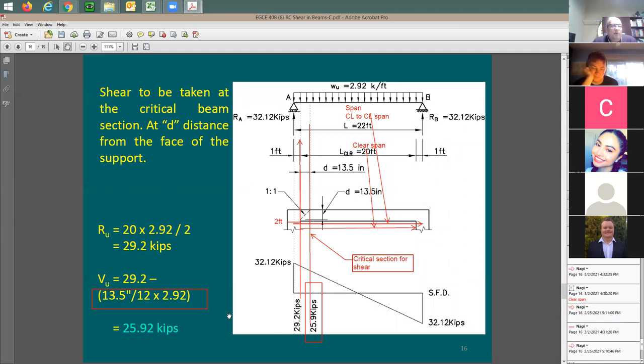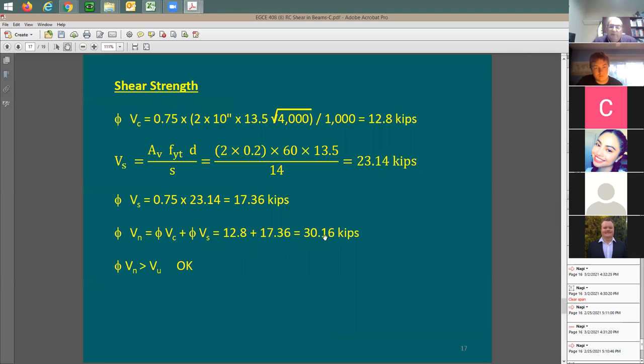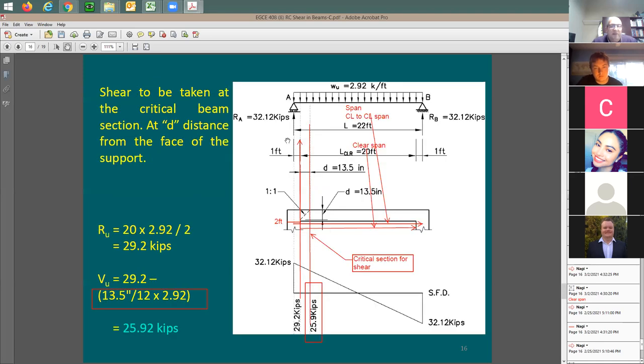Now, someone's gonna say, what happened if I didn't take the D distance away from face of support to find out the shear demand? Would my beam be okay? You say no, because if you just take the reaction here and compare it to your capacity, your reaction 32, it wouldn't be okay. Now, I appreciate that the code would let me reduce the shear a little bit. And with that, I was able to make it work with number 4 at 14 inch, etc. That was the shear design, right?